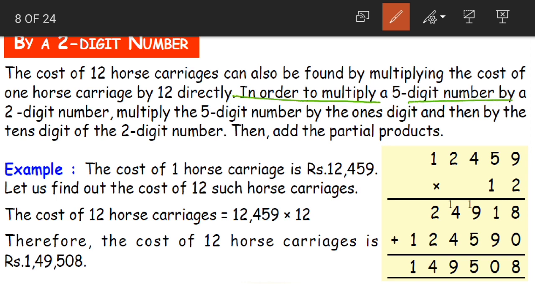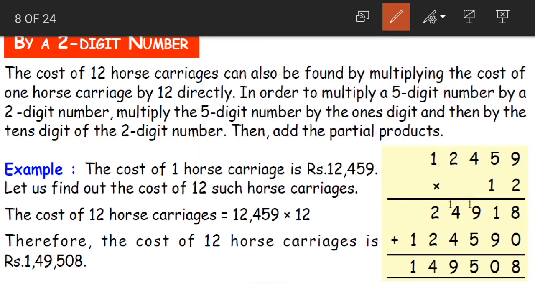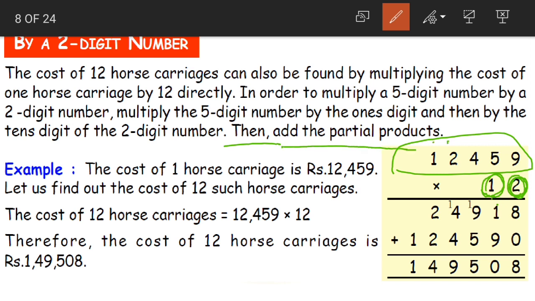In order to multiply a 5-digit number by a 2-digit number. Yes, this 12,459 is our 5-digit number. We are multiplying it with 12, which is our 2-digit number. Yes, when we are multiplying, then multiply the 5-digit number by ones and then by the tens of the 2-digit number. See, first we multiply this 5-digit number by the ones, by the number 2, which is in the ones place. Then we multiply it with the digit in the tens place. Then what do we need to do? Then add the partial products.